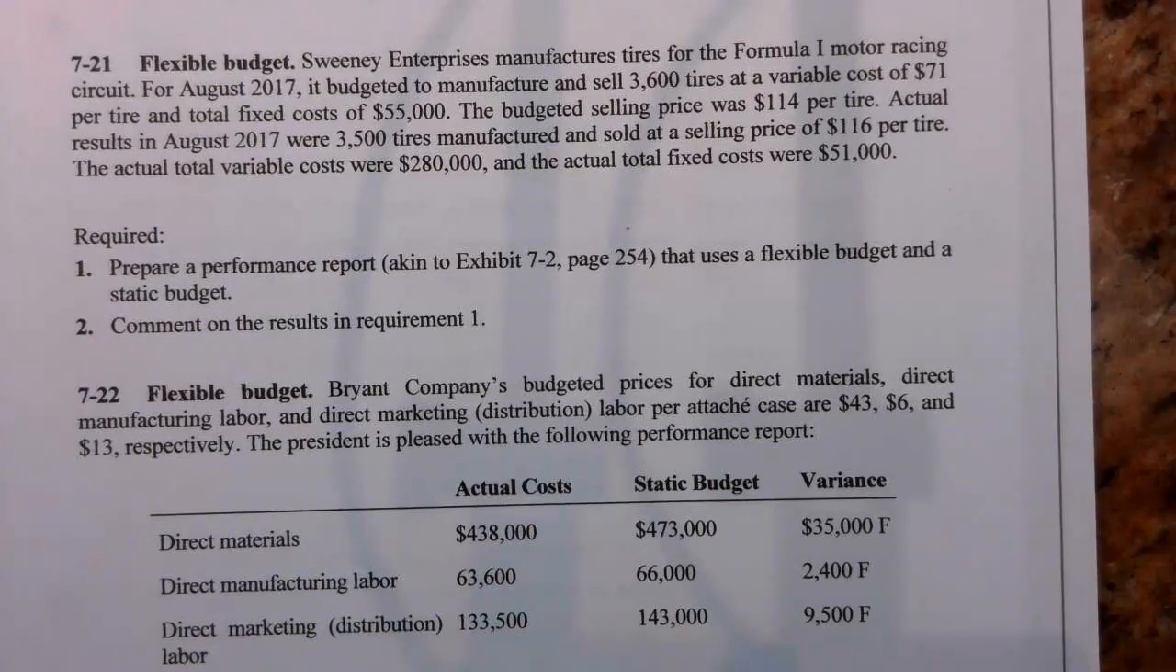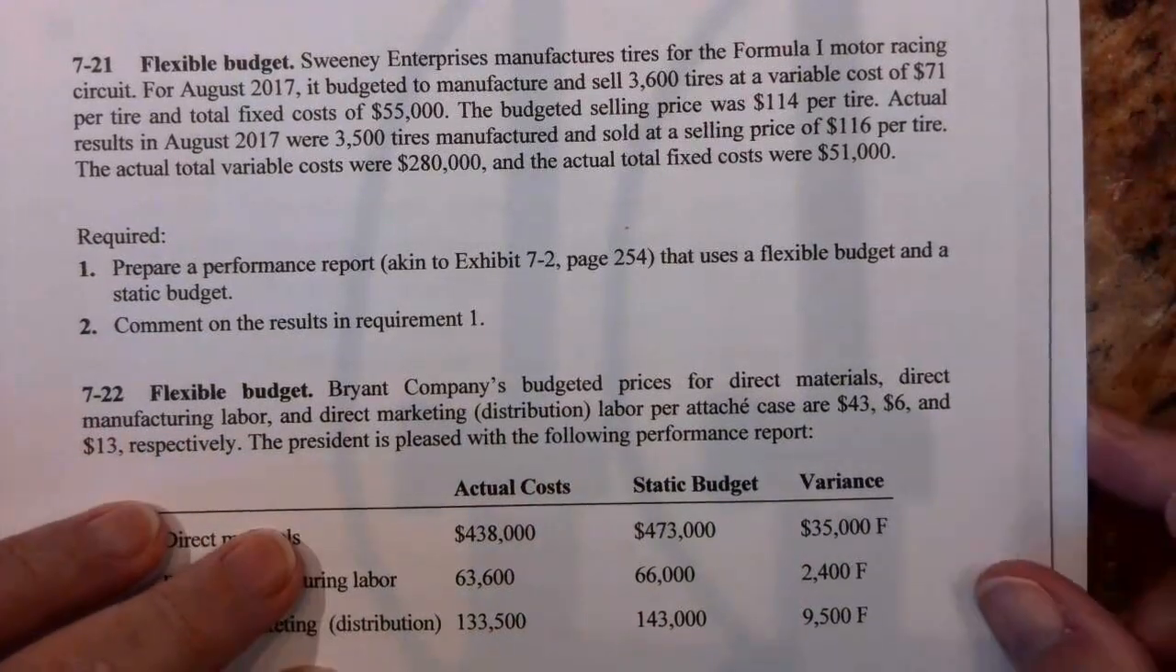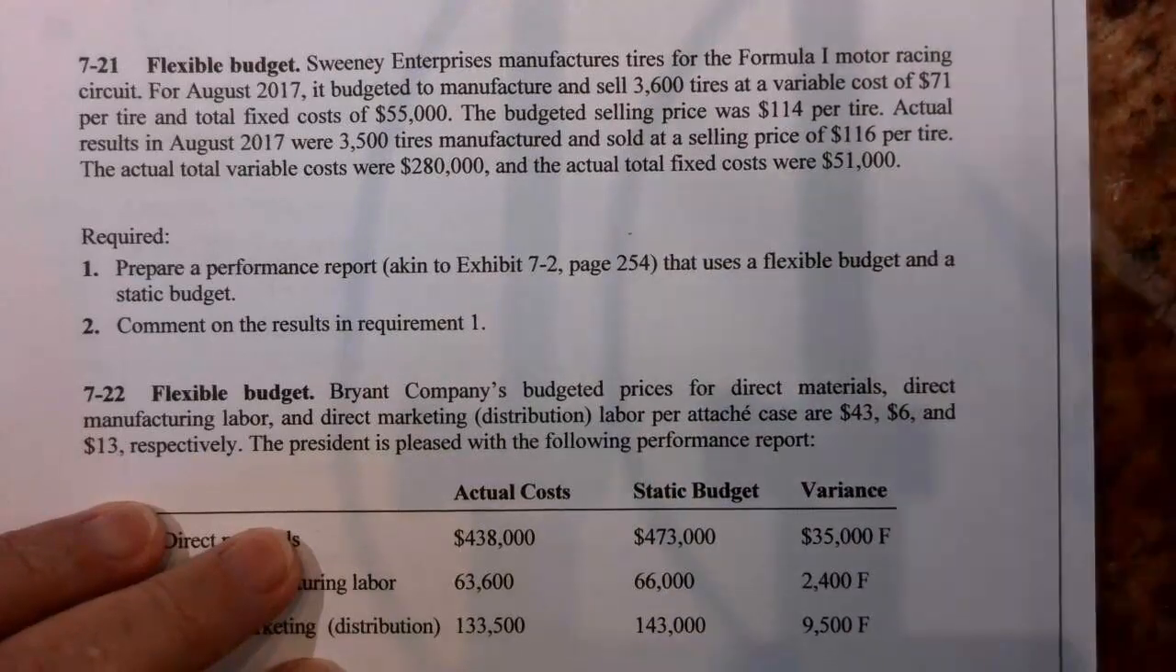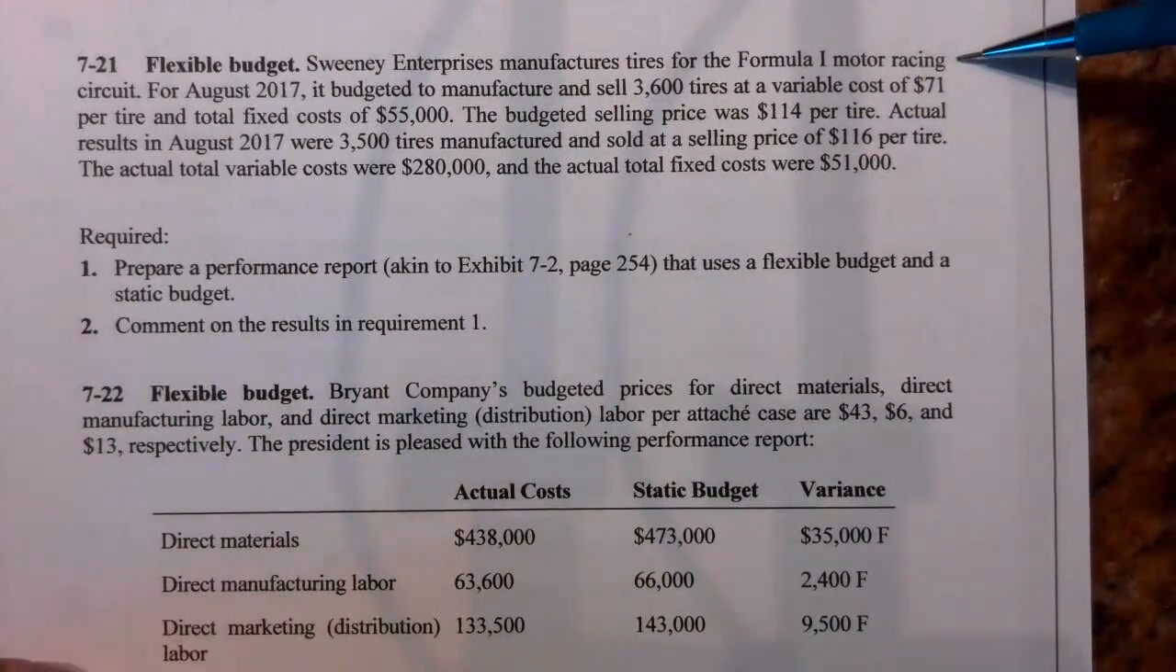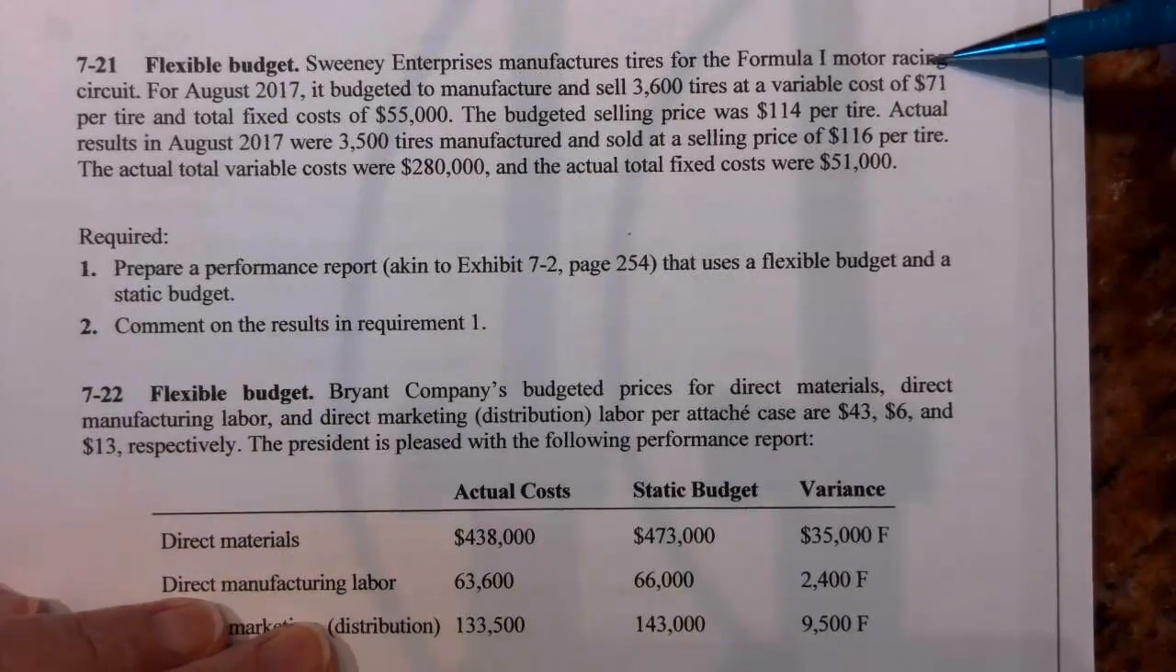Flexible budgeting problems and the class problems. In this, they're a little bit different than what you might have done in 2071. So just be prepared to be flexible, okay? Sweeney Enterprises manufactures tires for the Formula One motor racing circuit.